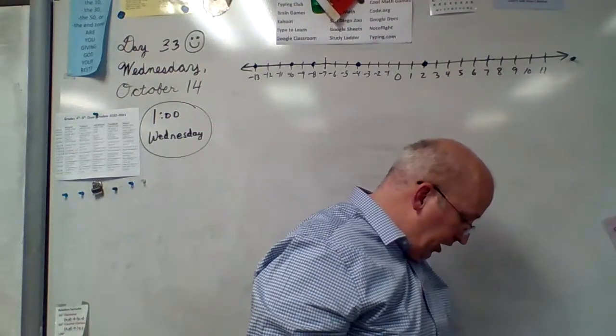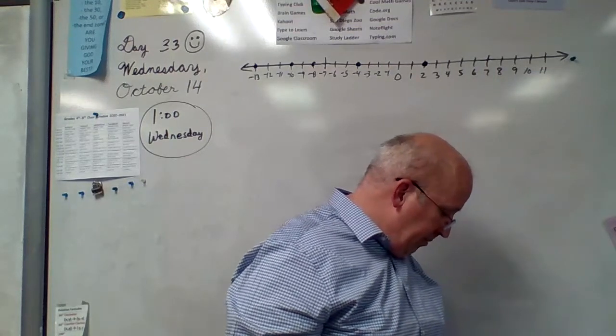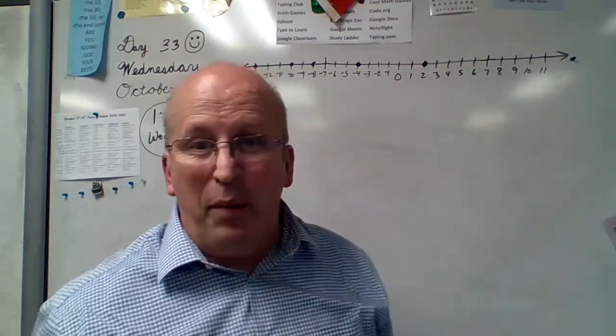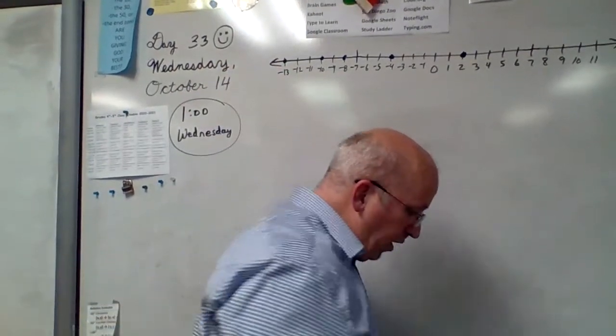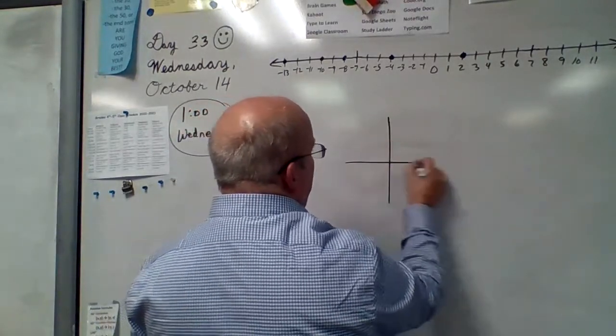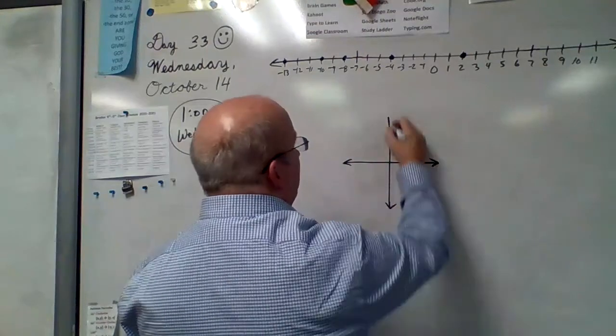Problems 12 through 14 ask you to draw a coordinate plane and then graph and label it. No big deal. You don't even need graph paper for this. You could just do this on regular pieces of paper. Watch. I'm going to draw a coordinate plane, just going to try to do it as neatly as I can.